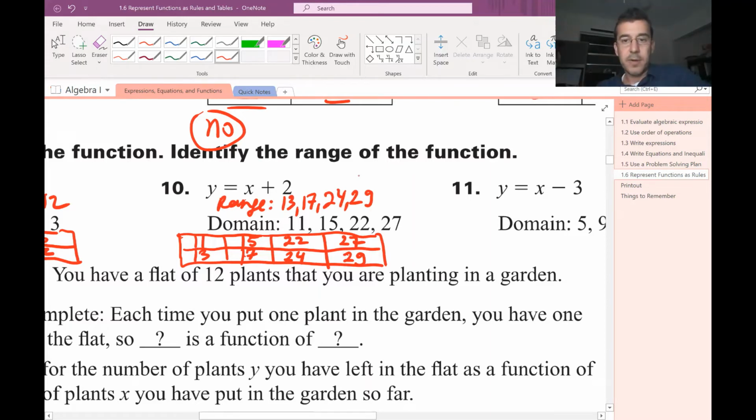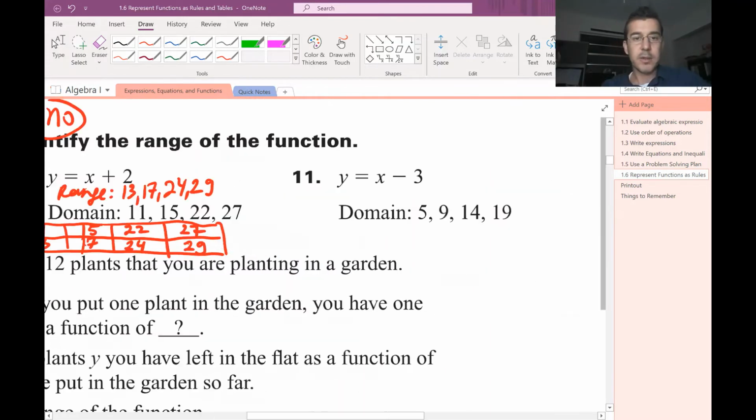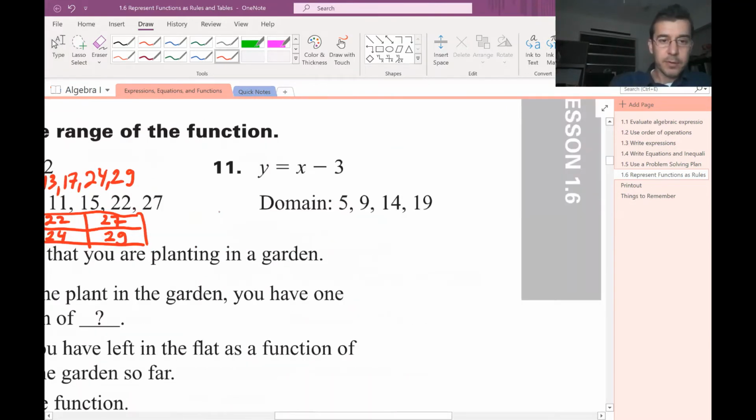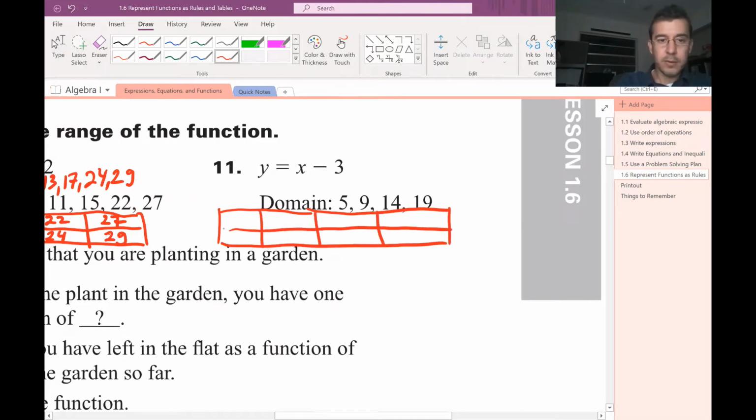Number 11, the function is y equals x minus 3. Let's do the table here again. 1, 2, 3, 4. So we have 5, 9, 14, and 19. The function is y equals x minus 3. 5 minus 3 is 2. 9 minus 3 is 6. 14 minus 3 is 11. 19 minus 3 is 16. So the range is 2, 6, 11, and 16.